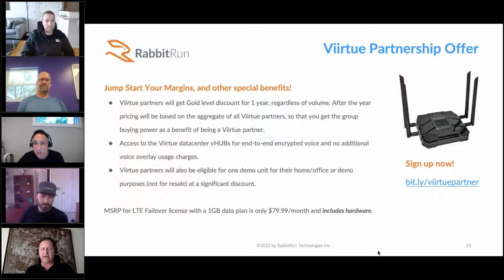And just as an example, I've talked a lot about the failover LTE package and our MSRP, because we don't sell to end customers, we're a channel only company. So we set MSRP at $79.99 per month, which includes the hardware for this service, which is primary broadband failover to LTE with a 1 gig data plan included. And then you or your customer will pay per gig, and you'll get discounts on that as well, so you can set your pricing with your customer. So that is the offer we're putting forth, and we're hoping to see lots of partners sign up.